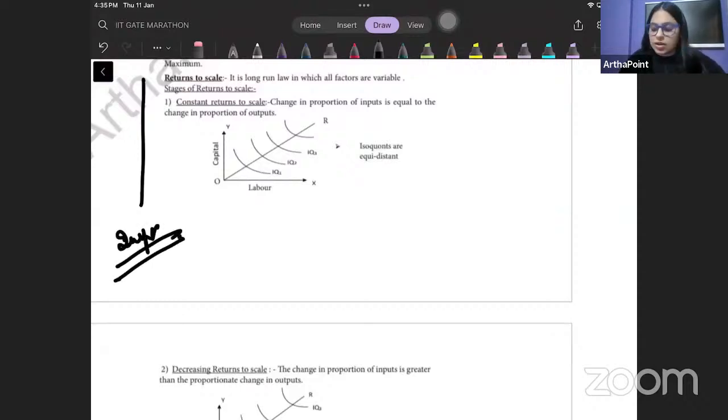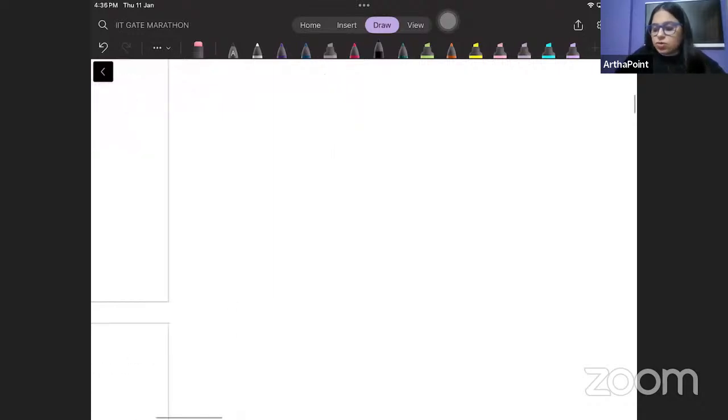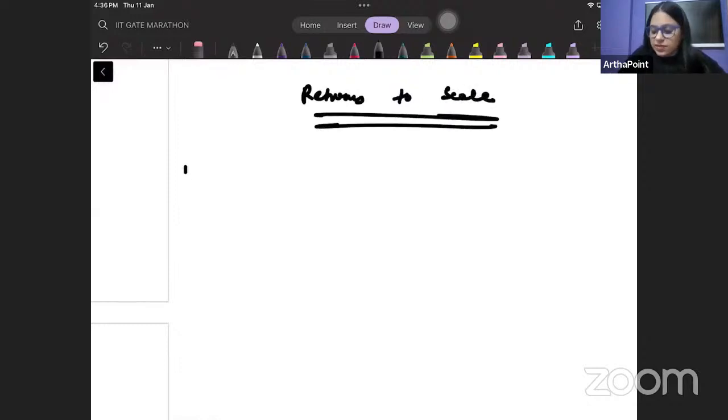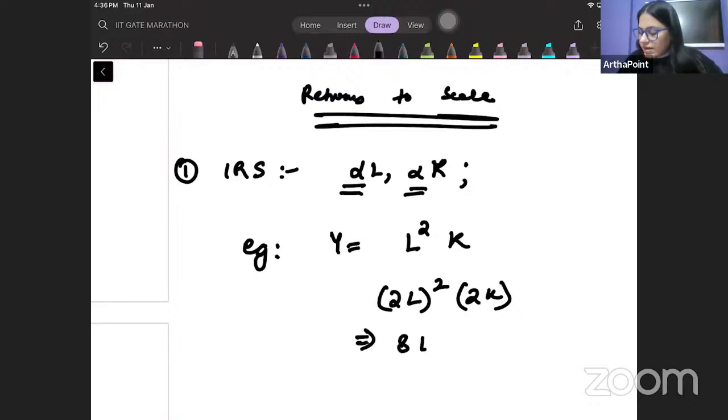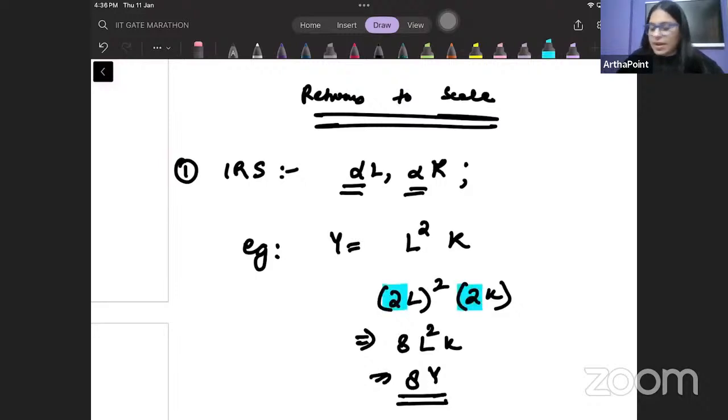Very, very important. Look, all of us are aware of the 3 returns to scale. So we know that when it is increasing returns to scale, if you scale your labor and capital by alpha, then your output will scale by more than alpha. This we know. For example, if I take my production function as L square into K, then when I doubled labor and capital, my new output will be 8 L square K. So it will be 8 times the original level of output. I only doubled my inputs, but my output became 8 times. This is an increasing returns to scale function.